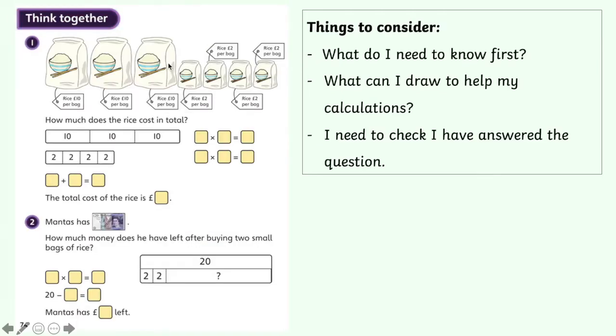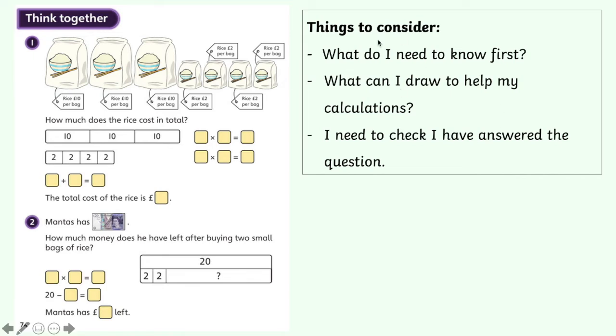Let's think together. So you can watch me do the first one, we'll have a go at number 2 together, and then you can have a go at number 3 by yourself. So you can see that we've got some rice here, and we've got big bags of rice that cost £10 and small bags of rice that cost £2. How much does the rice cost in total? So all of this rice here, how much does it cost in total?